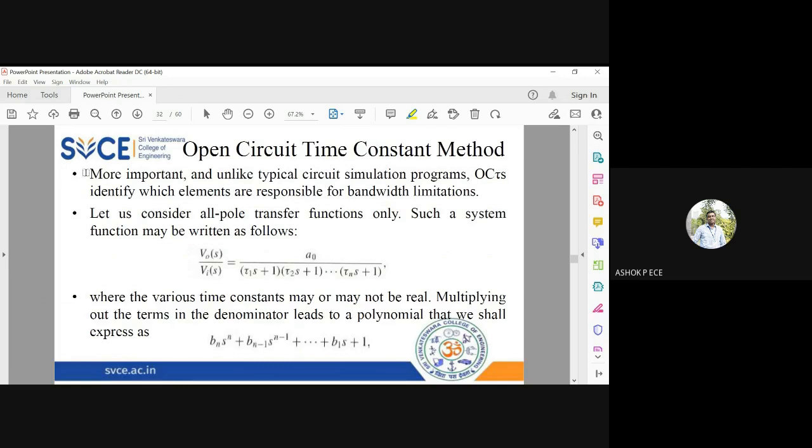So here we consider a transfer function like this. You can see it is an all pole transfer function. All the poles are there. I don't have any zero in my function. It is an all pole transfer function.